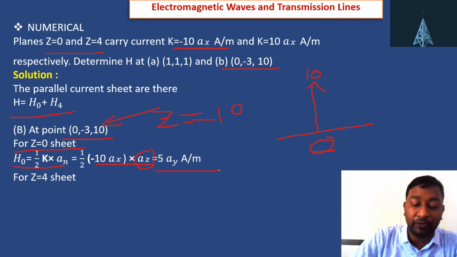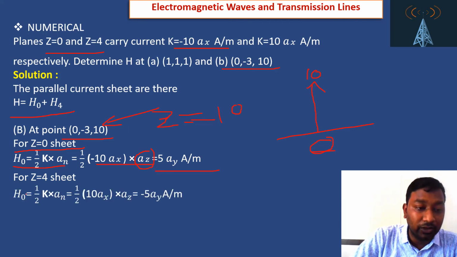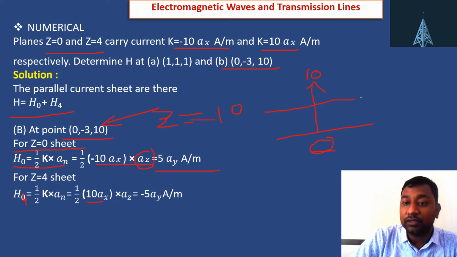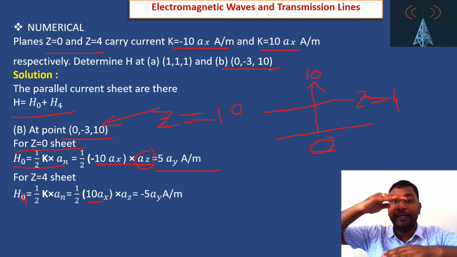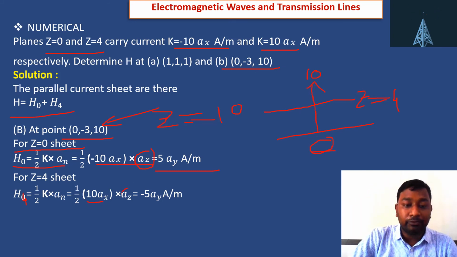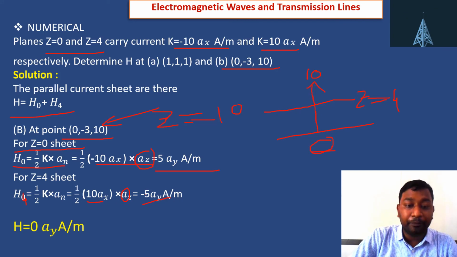Now for the z equal to 4 sheet, so this will become h4. So half into k into an. So here k value is 10x. Okay. So now for the z equal to 4 sheet also, the value 10 is greater than 4 only. So it is only up 4. This is 4, then 10 will become this particular point. So we are getting this part again positive. So we are getting ax az equal to minus ay, so minus 5ay. So the h will become, so here see 5 minus 5, the answer will be 0.